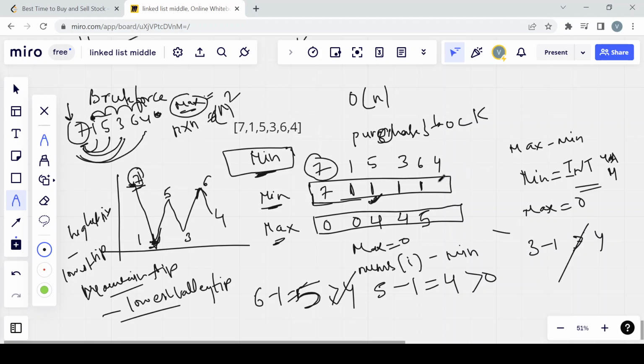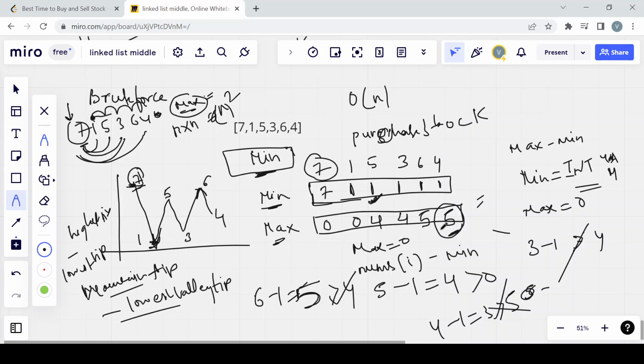Now we'll check 4. Is it smaller than 1? No, so minimum will be 1. And we'll check num minus min, that is 4 minus 1, that is 3. Is 3 greater than 5? No, so we'll keep our max as 5. And the last max value will give us the maximum profit between the purchasing and the selling of the stock. That will be the maximum profit.